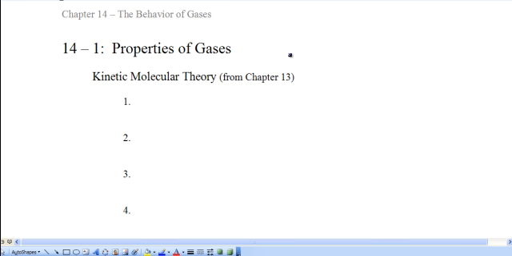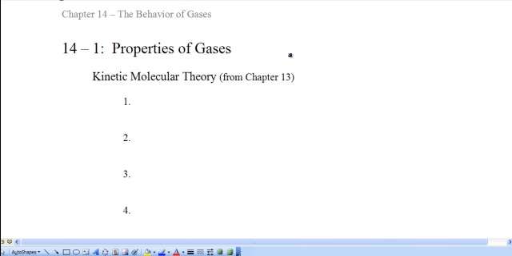We'll be doing calculations with those gas laws and introduce you to the idea of what's called the ideal gas law. And in the last section, we're going to be taking a look at properties of mixtures of gases, particularly with Dalton's law of partial pressures and also what's called Graham's law. Now, let's go ahead and jump in.